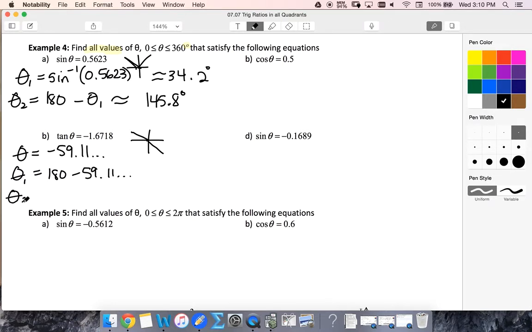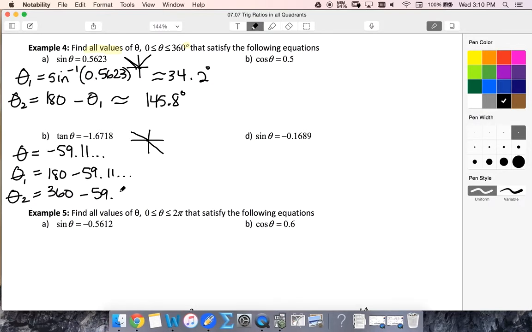My second angle is going to be 360 minus the 59, because I want the positive numbers. So you put those in your calculator. I've done it already, so I know that I'm going to get 120.9 and 300.9 degrees. Okay, I'm going to leave these two for you to try.